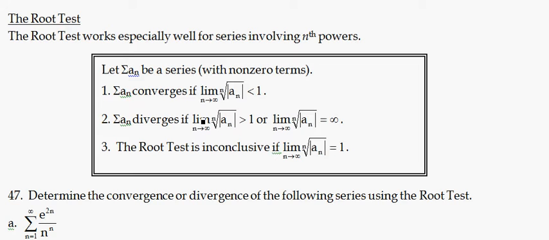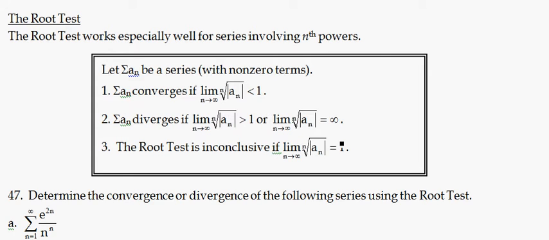So what the root test says is that if the limit as n goes to infinity of the nth root of the nth term is less than 1, then we know that this is going to be a convergent series. If the limit as n goes to infinity of the nth root is greater than 1 or infinity, which of course is greater than 1, in both cases that will tell us that the series diverges, and that it's an inconclusive result if the limit is actually equal to 1.